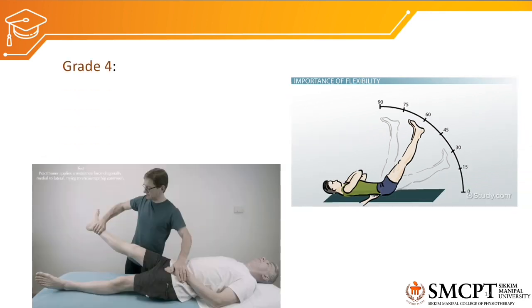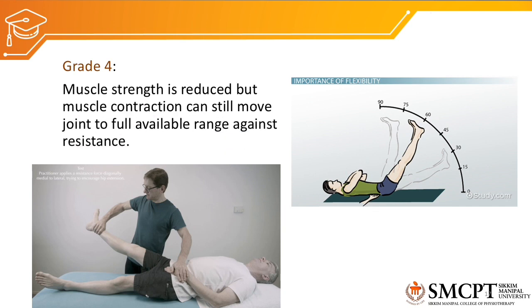Next, grade 4. When would we call a muscle grade 4? A muscle is tagged as grade 4 when the muscle is able to perform full range of motion against resistance but not maximal resistance. Patient is able to perform full range but not against maximal resistance, and then we will be grading it as grade 4.